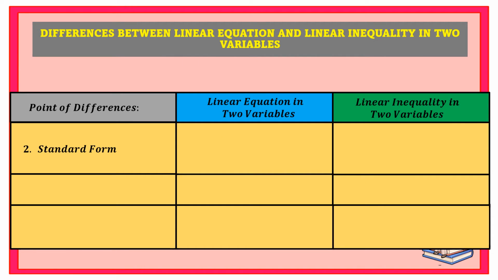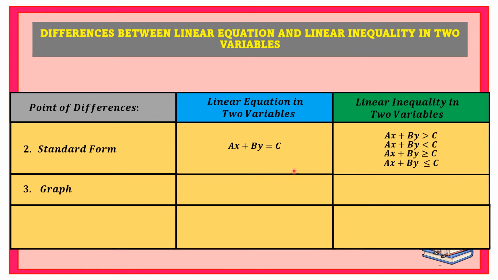Second difference is in standard form. Linear equation in two variables can be seen as ax plus by equals c. Pag linear inequality naman, ang symbol ng standard form ay ganito. So, parehas lang ng ating linear equation. Ang pagkakaiba lang, yung symbol na gamit natin ay naging greater than, less than, greater than or equal, or less than or equal to. Third difference, graph.